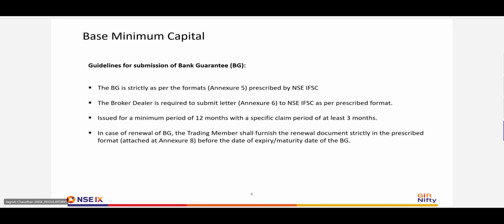So another way to submit BMC is through bank guarantees. It has to be in the format as per Annexure 5 as well as Annexure 6, with a minimum period of 12 months with a claim period of at least 3 months. In the same way, at the expiry of maturity of the bank guarantee, you need to furnish the renewals on the very same day when it is maturing.